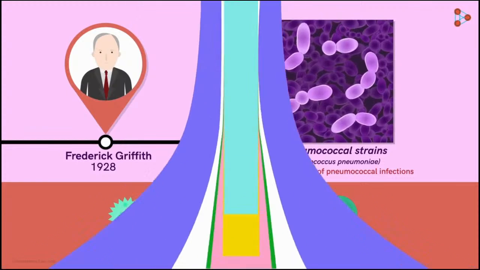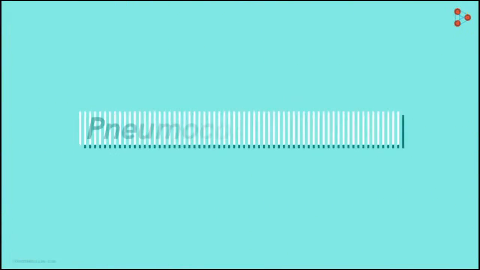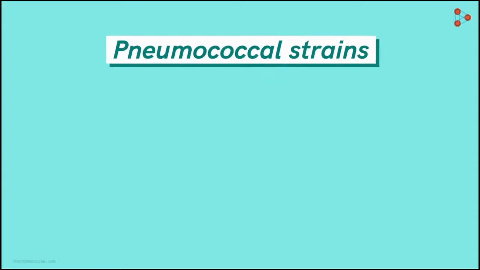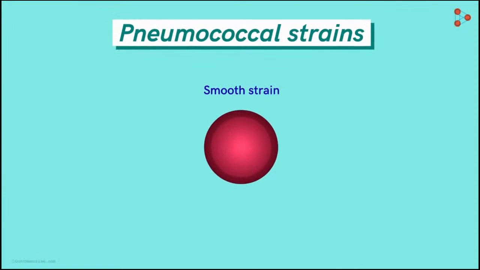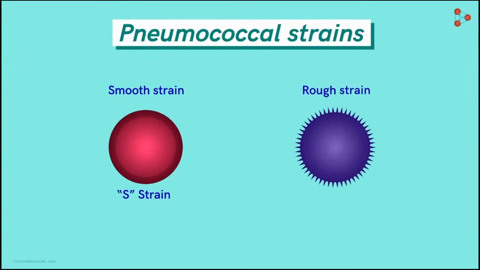To begin with, we need to get introduced to the two types of pneumococcal strains. This one is a smooth strain denoted as the S strain, and this one is a rough strain denoted as the R strain. Why are they named so?